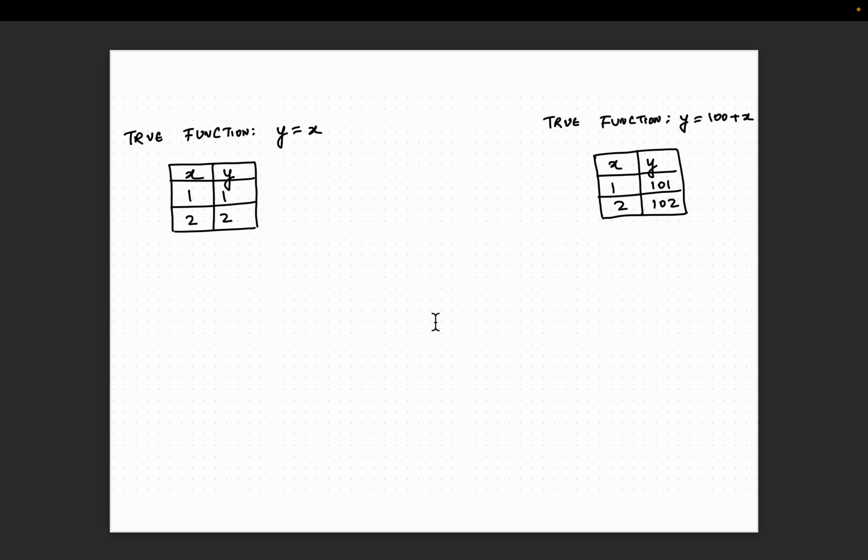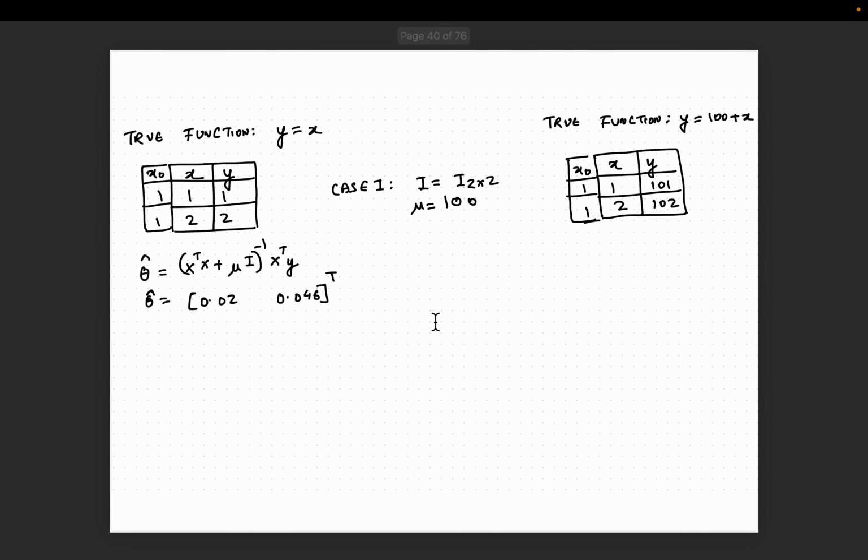Let's look at these functions y equal to x and y equal to 100 plus x. These are the true functions, and we have only 2 points for now. So, if I add a column of ones, which is I create that augmented matrix X, and then compute X transpose X inverse X transpose Y. I use the regular identity matrix, and I do X transpose X plus mu I, the whole inverse times X transpose Y. So, I have kept mu to be 100.